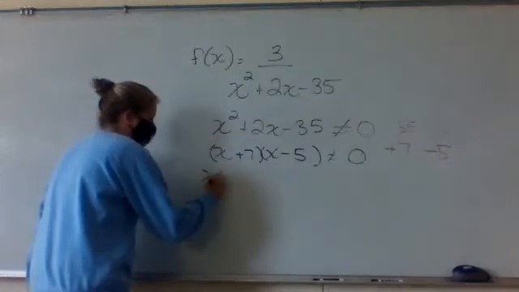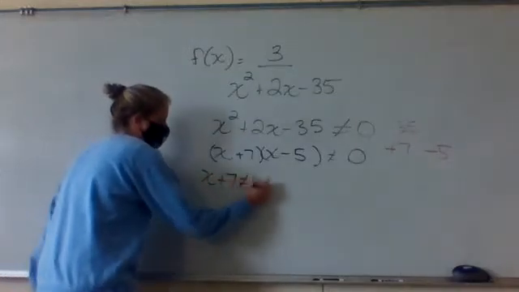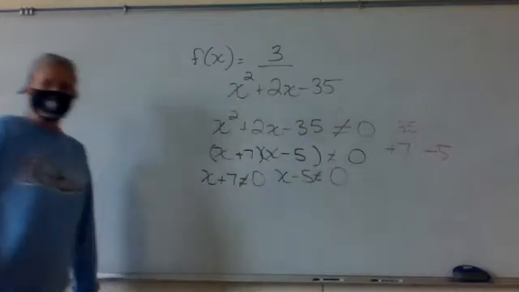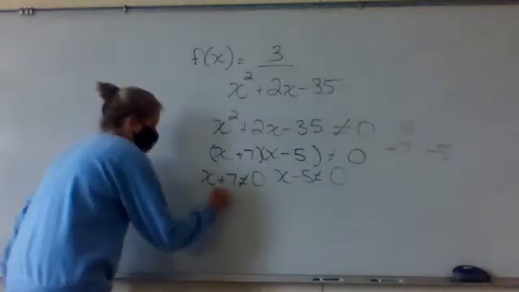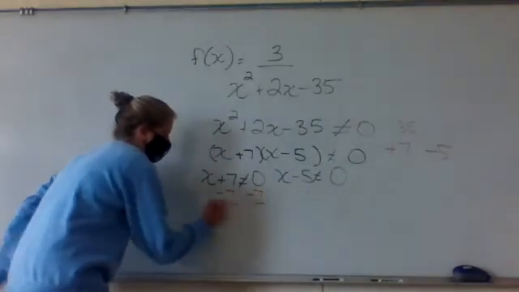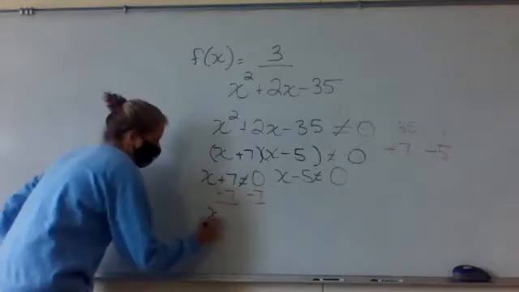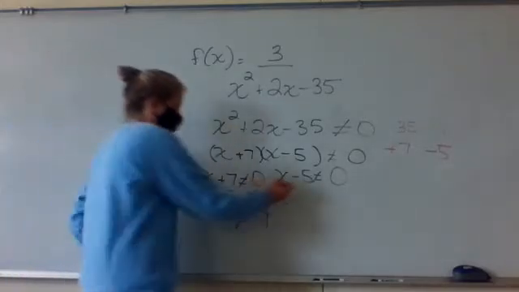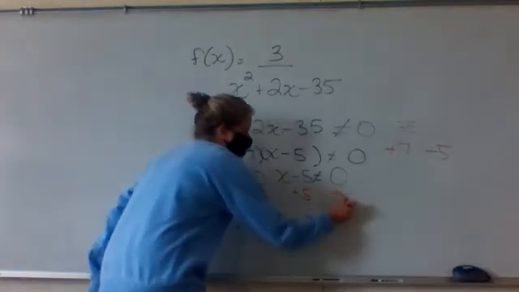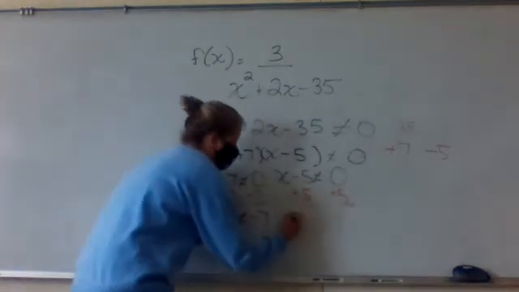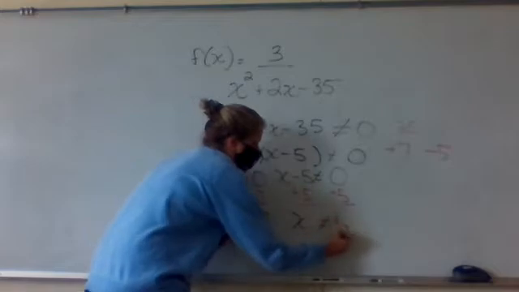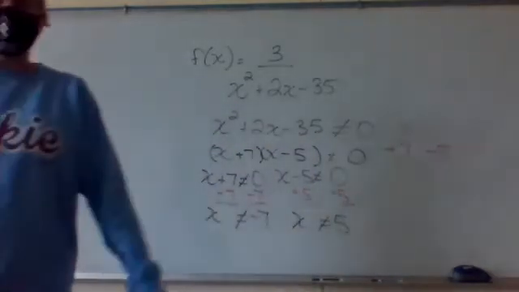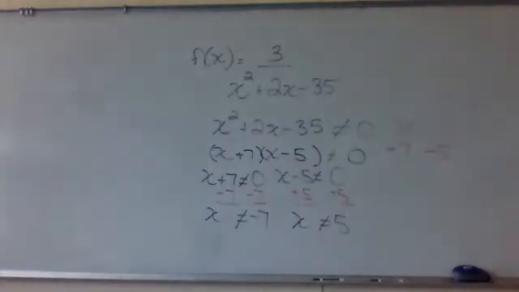So here's my factors. I would set them both and say neither one of these things can equal 0 and solve them for the x's. So here if I subtract 7's, I would see that x cannot equal negative 7. And here if I add the 5's to both sides, I would also see that x also cannot equal 5. So there's two numbers, like we said, that x cannot equal, negative 7 and 5.